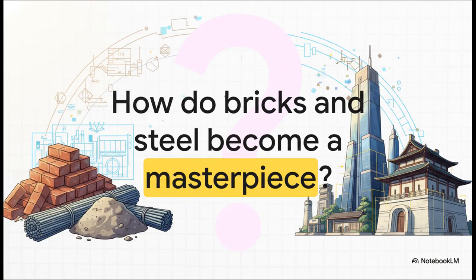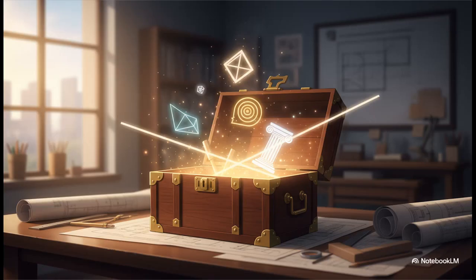How do you go from a messy construction site, just a pile of raw materials, to a soaring skyscraper or a beautiful, serene temple? What's the secret sauce that bridges the gap between a bunch of stuff and a true work of art? Well, here's the thing. It's not magic. It's actually a powerful and surprisingly practical toolkit of principles. It's kind of like the essential grammar of architecture. And in this explainer, we're going to open up that toolkit together and see exactly what's inside.